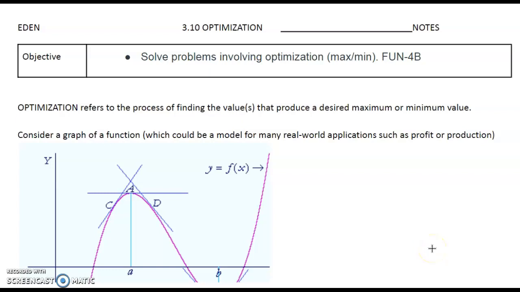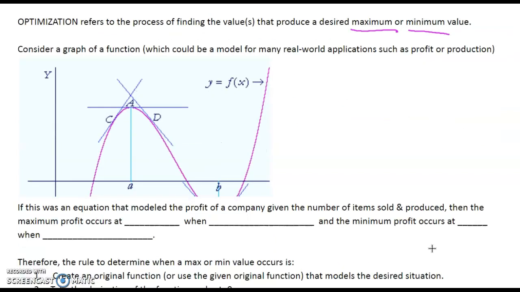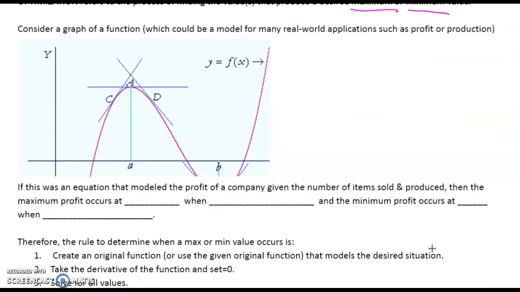Okay, so optimization is referring to the process of finding values that produce a desired max or minimum. So when you optimize something, it's finding max and min. Things are not changing, so this is not similar to related rates at all. If we look at a graph, and I know my graph got cut off, but we'll just add this in.